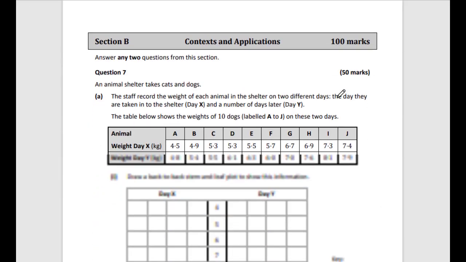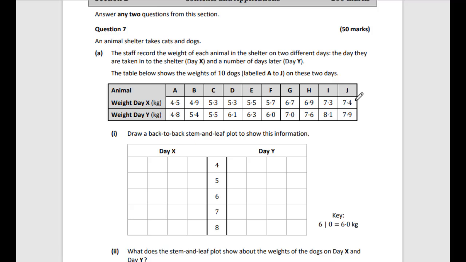Okay, so let's move on to question 7, the first of the longer questions. An animal shelter takes cats and dogs. The staff record the weight of each animal in the shelter on 2 different days. The day they are taken into the shelter, day X, and a number of days later, which is called day Y. The table below shows the weights of 10 dogs labeled A to J on these 2 days. Okay, so draw a back-to-back stem and leaf plot to show this information.